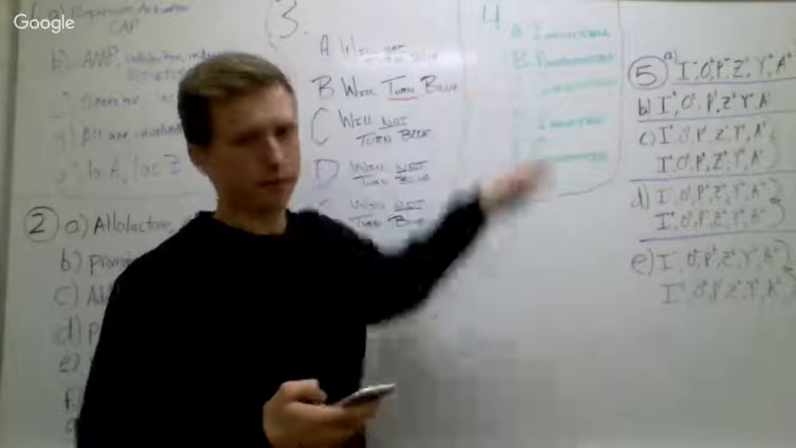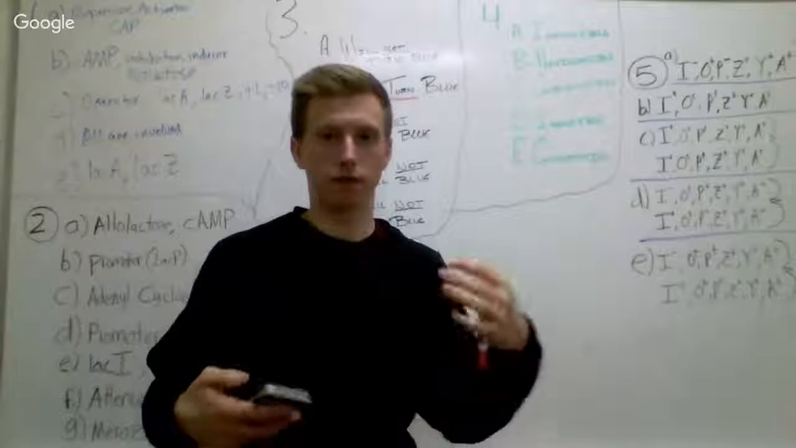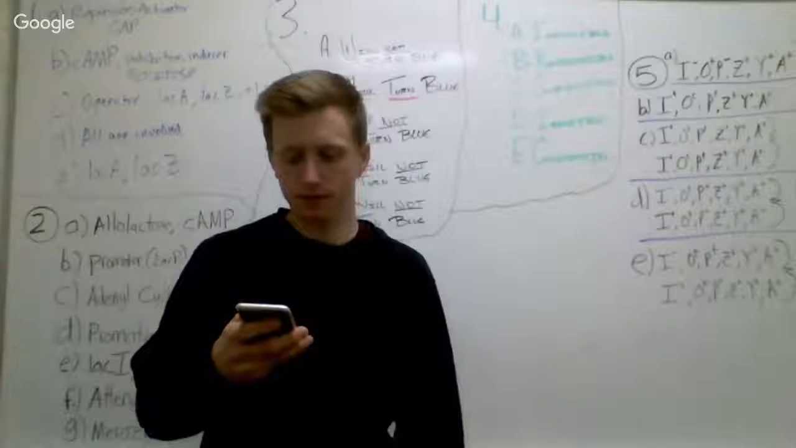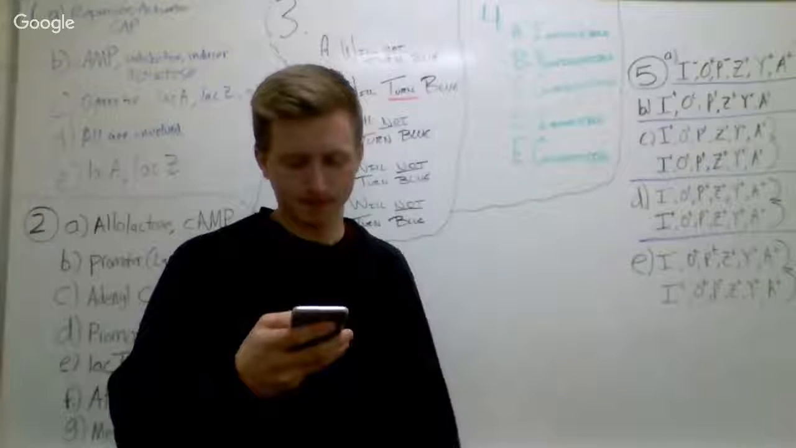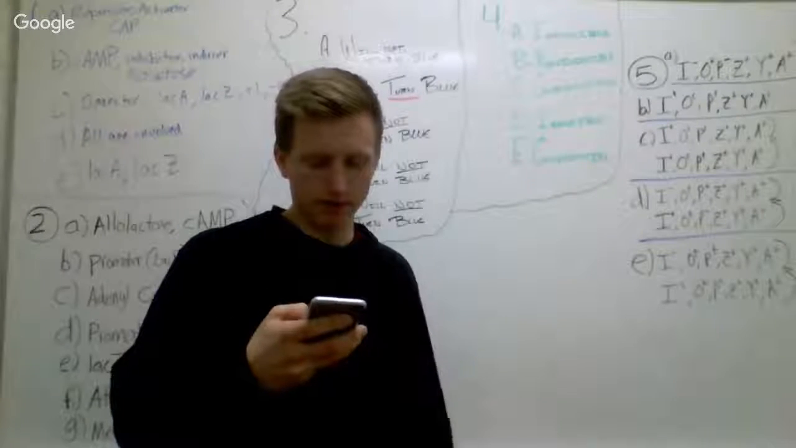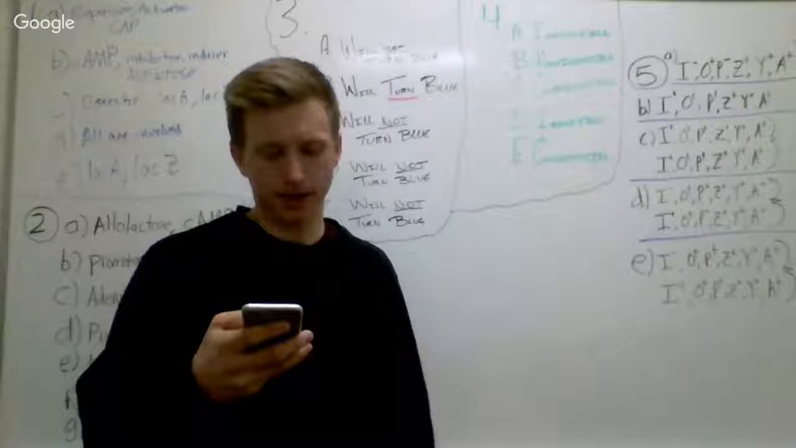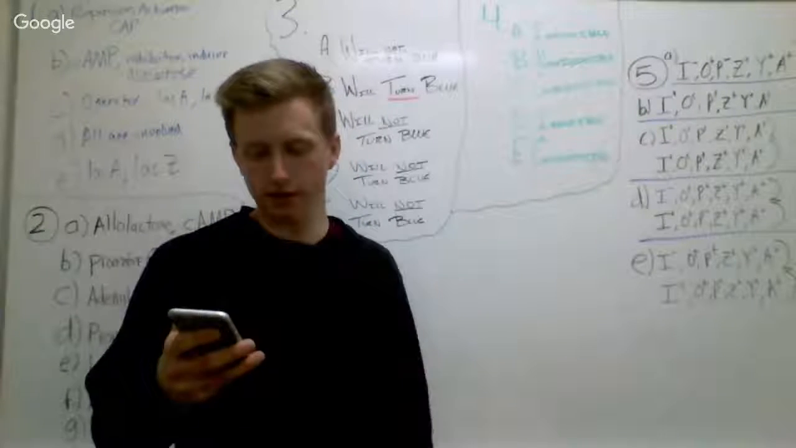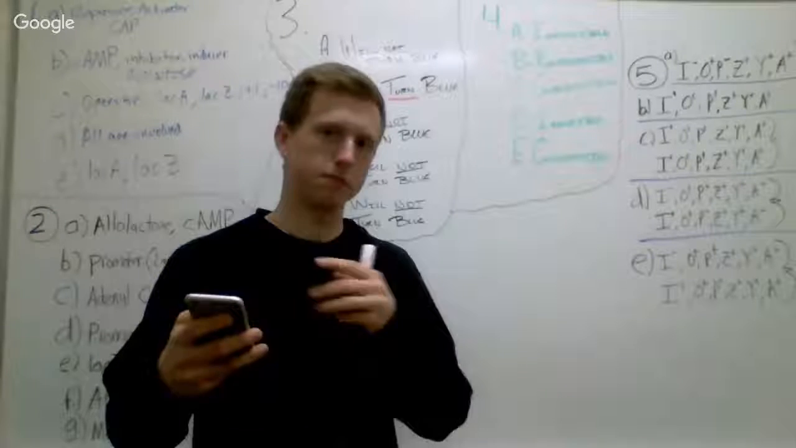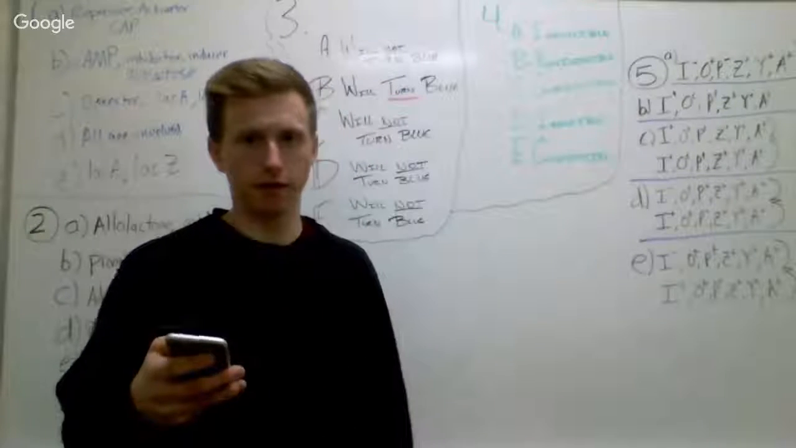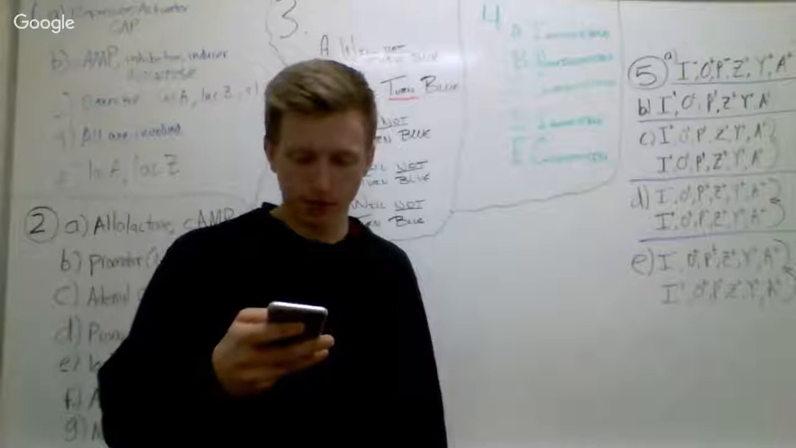So for C, we got constitutive, meaning that it'll never turn off. It'll constantly be running. And the main reason is the lac operon on the chromosome has a defective lac promoter region, and so it's constantly just going to be running. It's never going to be turned off by the repressor.